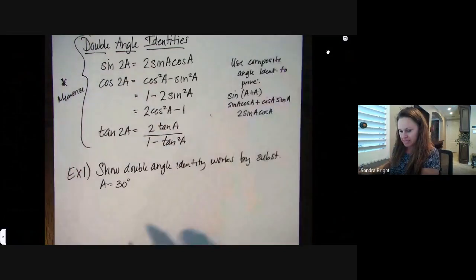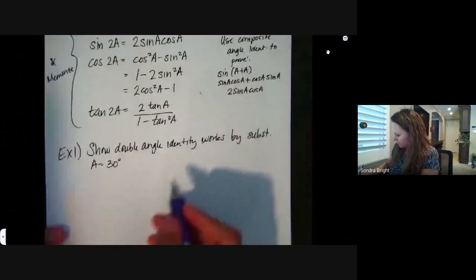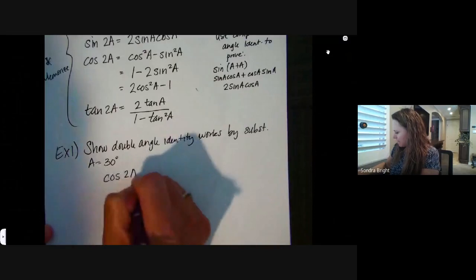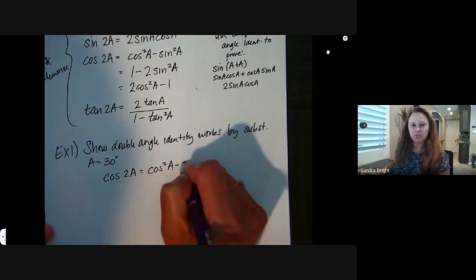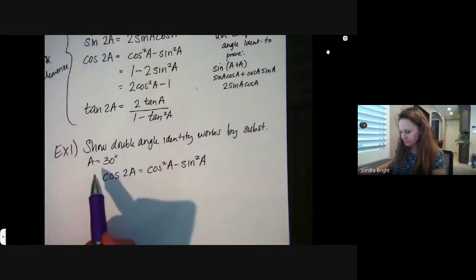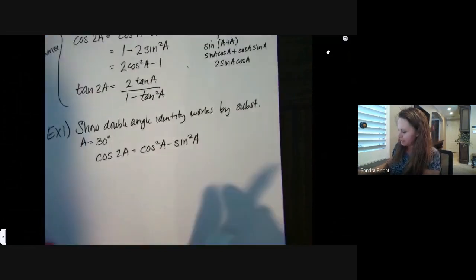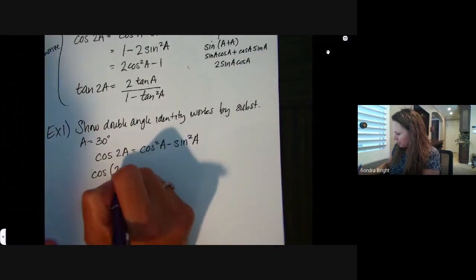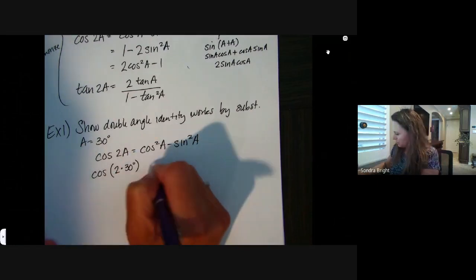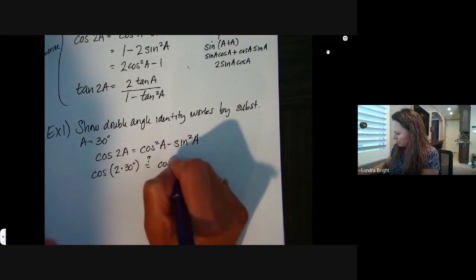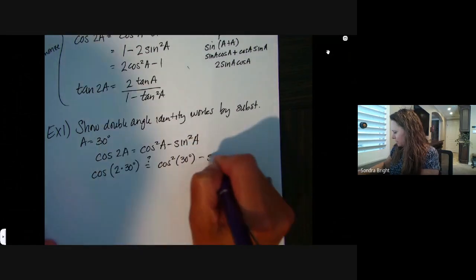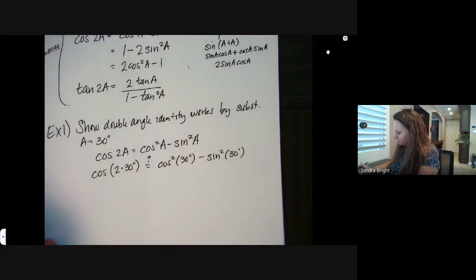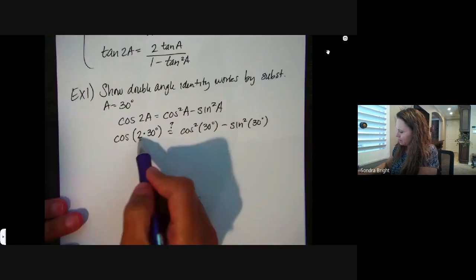So I'm going to do cosine, and show that cosine of 2a is equal to cosine squared of a minus sine squared of a. And I'm going to show that it's true for when a is equal to 30 degrees. So I'm plugging in 30 degrees into all of these a's. The left-hand side would be cosine of 2 times 30 degrees. Is that equal to cosine squared of 30 degrees minus sine squared of 30 degrees? Well, 2 times 30 is 60. So this left-hand side becomes cosine of 60 degrees.